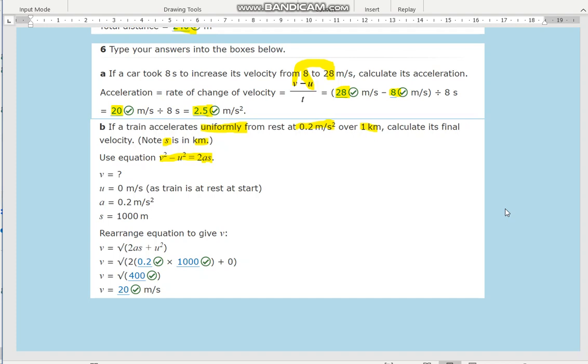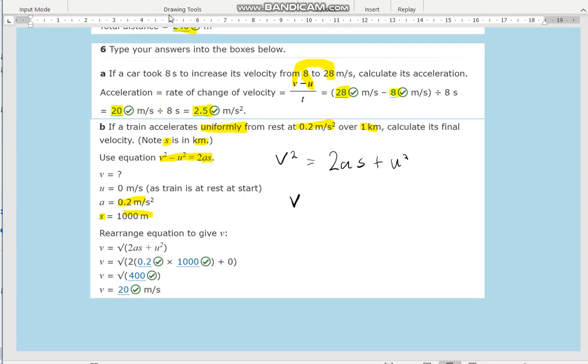So v is what we're trying to work out. u is 0 meters per second as the train is at rest at the start. The acceleration they've given us up there is 0.2 meters per second squared, and the distance, s, not time, is 1,000 meters. So rearrange the equation to give v. If we've got v squared minus u squared equals 2as, then we can rearrange that. v squared would be equal to 2as plus u squared. And then if we want to know v, we do the square root of both sides.